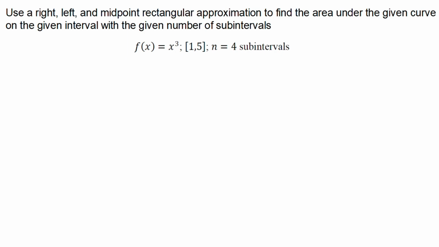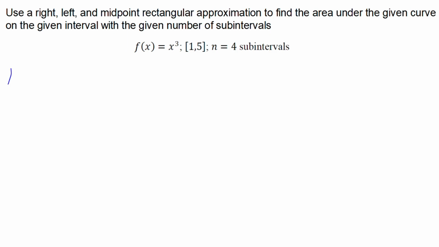All right, so this is going to be our walkthrough for the homework assignment titled Basic Rectangular Approximations. What we're going to be asked to do for each of these is just to do a left, a right, and a midpoint rectangular approximation to find the area under the curve on the interval given, and we'll be given a number of subintervals. So remember, these are just approximations for what this area underneath the curve is. So we'll start with the left rectangular approximation for this one.